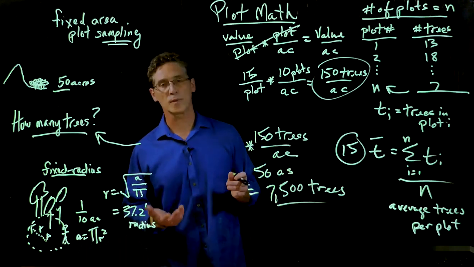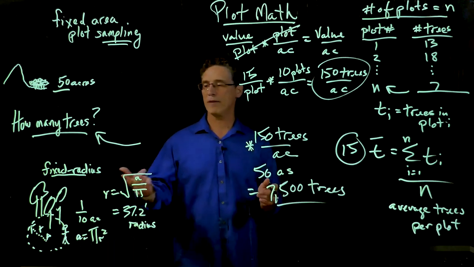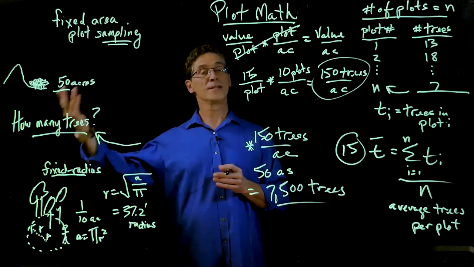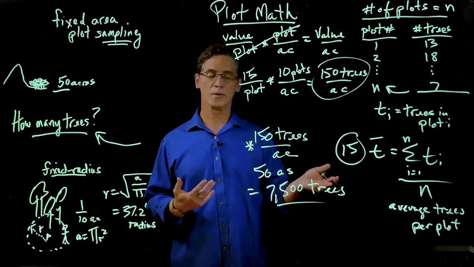Now, why is it only an estimate? Because we didn't count every single tree. And the way that this works, basically every tree represents 10 trees, or 9 other trees, or 9/10 of an acre that we didn't collect measurements on.